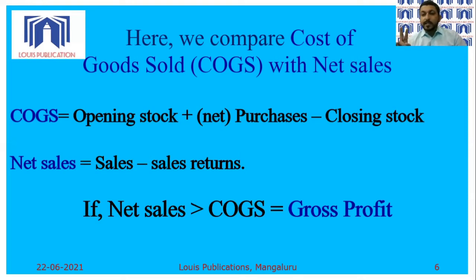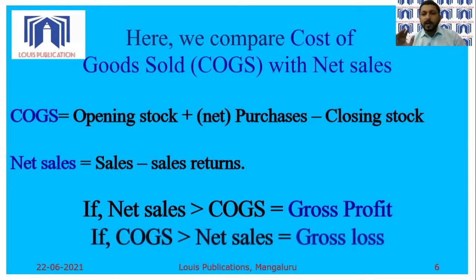So the second result which is likely possible is cost of goods sold being greater than net sales. So cost is greater than revenue. So the result is gross loss. Remember, in trading account, we identify that profit or loss with the word gross. Either we call it gross profit or we call it gross loss. So let's understand. In the trading account, we compare these two items, cost of goods sold and net sales.